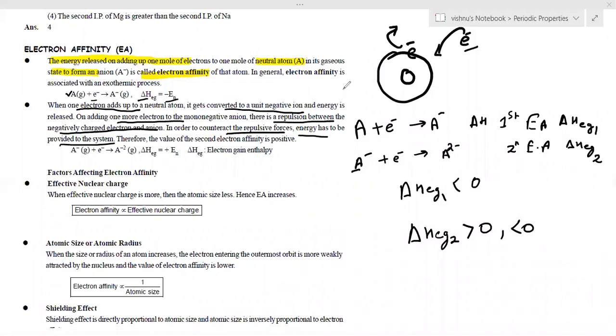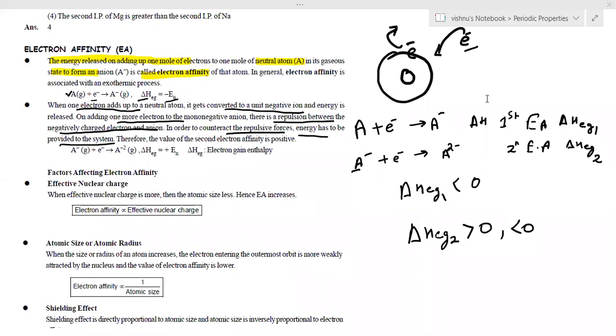So I said that when we add 1 electron to a neutral atom, it converts into a negative ion. After that, if you add one extra electron to the negatively charged ion, the negative ion will repel the electron. There will be a repulsive force because negative charge will repel negative charge.